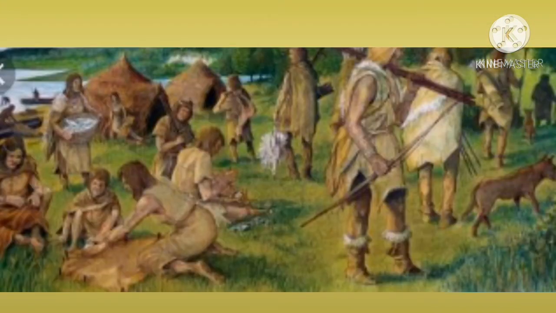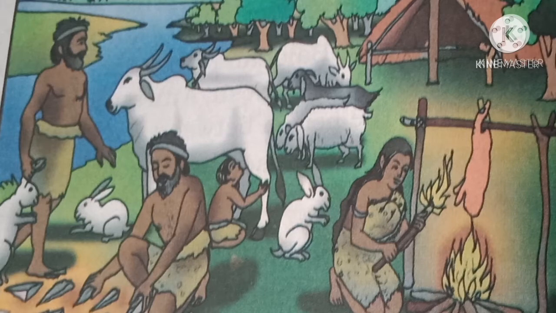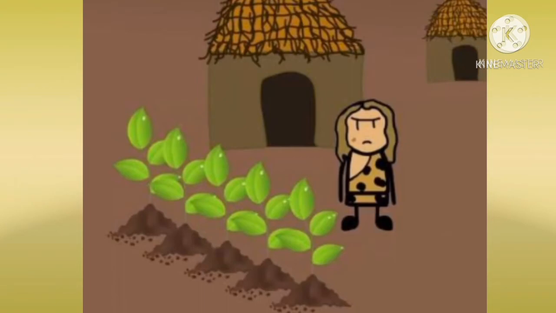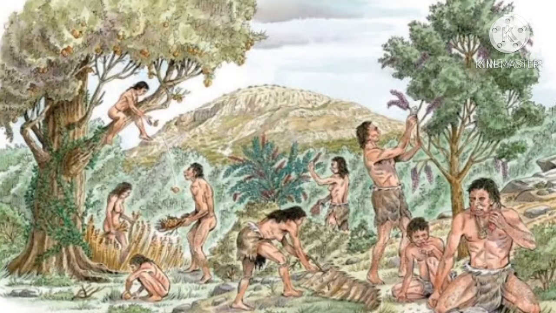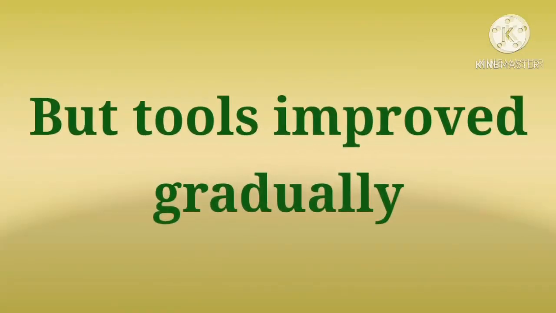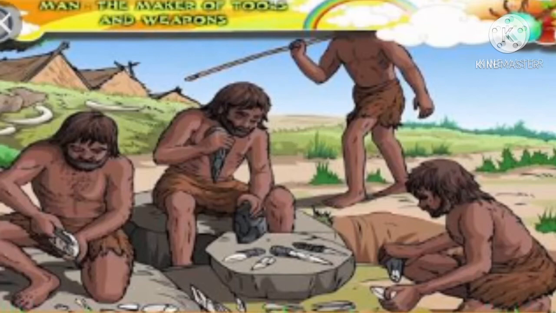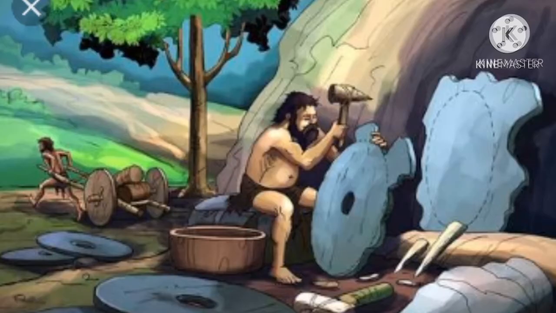Later, they started domesticating sheep, goat and cattle. They started growing crops like barley and wheat. Man's main occupation remained hunting and gathering food, but tools improved gradually. Tiny chips of stone blades were then stuck onto handles of bones or wood to make saws, axes, harpoons and fish hooks.